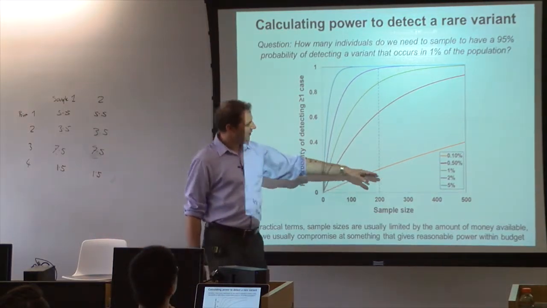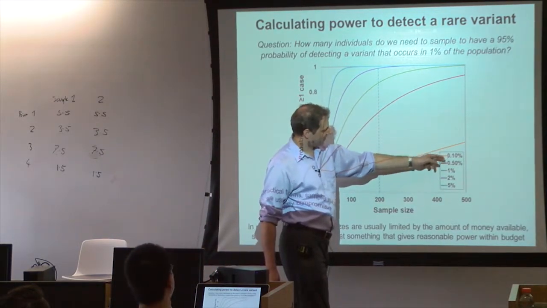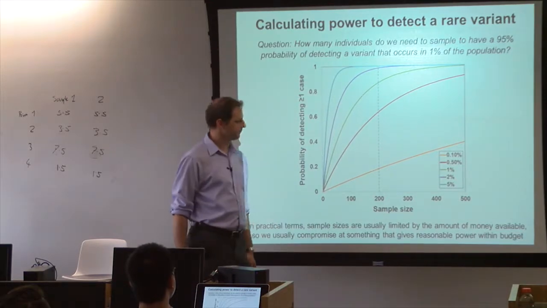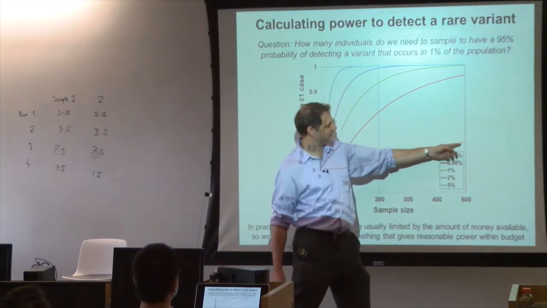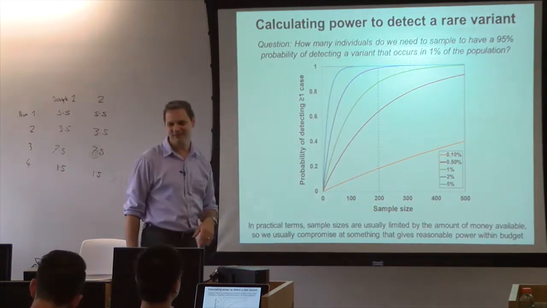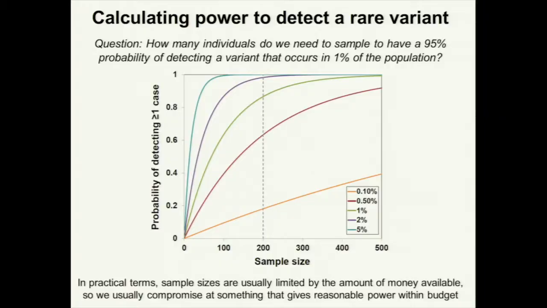And then the other lines are variants that are rarer or more common. So if you have a variant of 0.1% frequency, you're going to need to be studying thousands of people to have a good chance of spotting that. These things are good to wrap your head around, because if you start doing any kind of population studies and you're not aware of them, you can easily get tripped up or get really terrible reviews for your grant and not understand why.